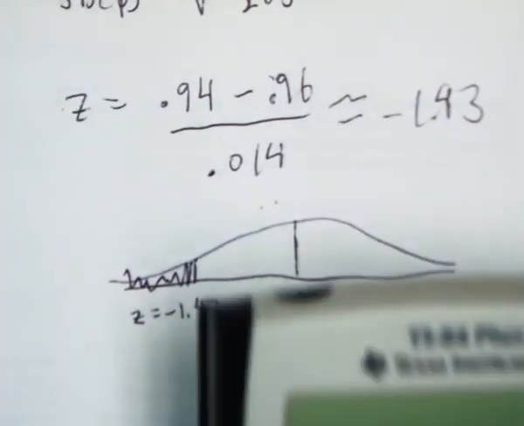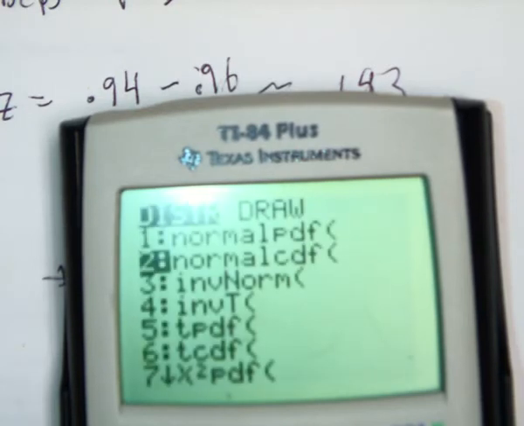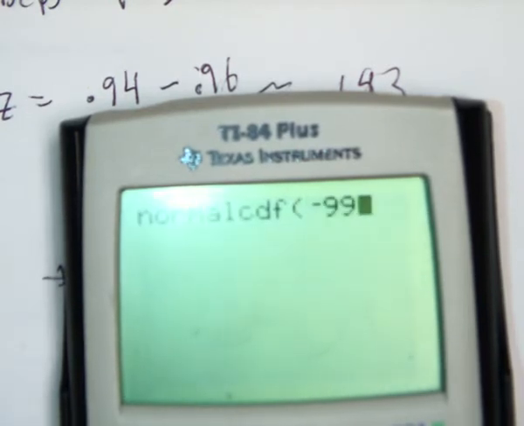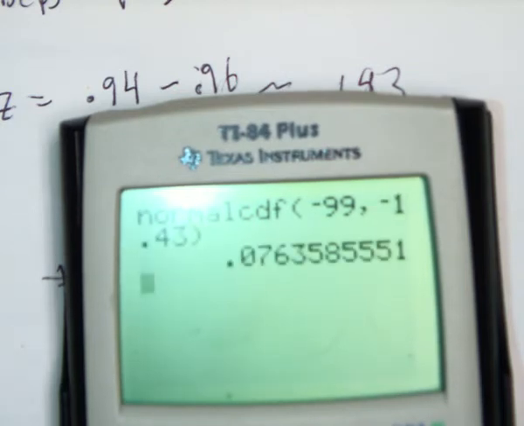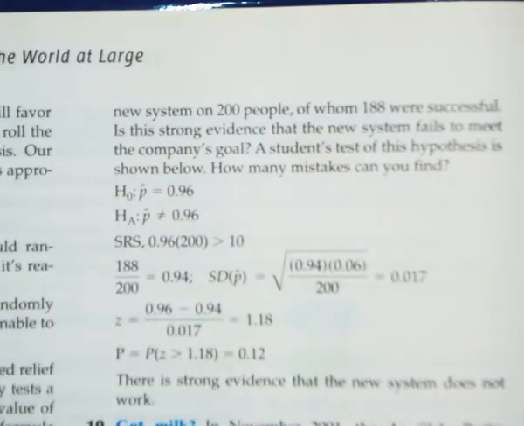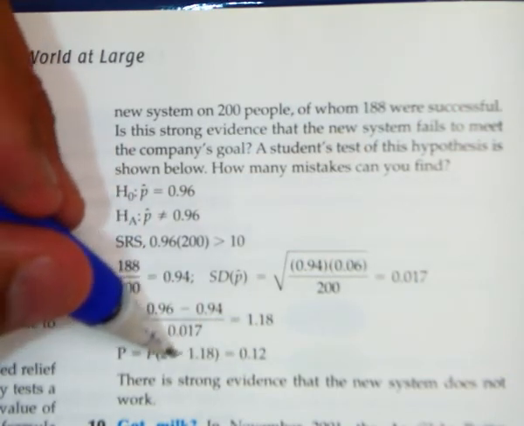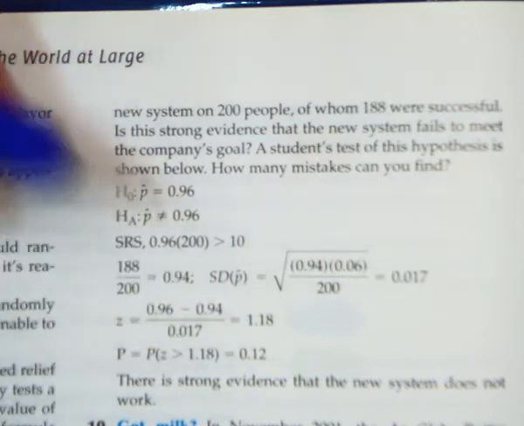So our p-value is going to be normalcdf from negative 99 to negative 1.43, and you get about 0.076. So that's wrong. This piece right here is wrong. This should be z is less than negative 1.43, and it's 0.076.